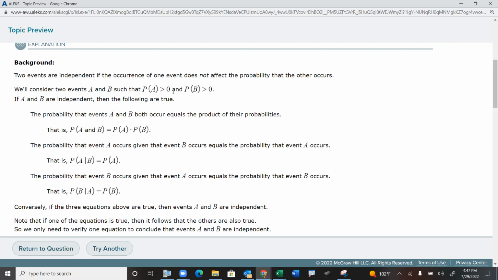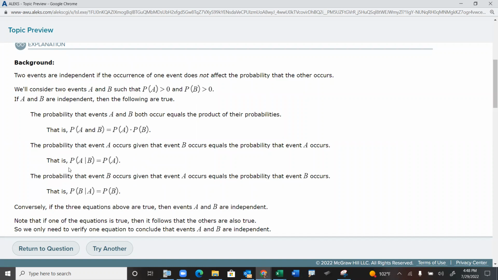We'll consider two events A and B such that the probability of A and B are both positive. If A and B are independent, then the following is true. Probability of A and B is equal to the product, or multiplication, of probability of A and probability of B. Well, we've been using that property a bit. I haven't needed to specify this rule before, but now we are. The probability of A given B is equal to probability of A. Or conversely, probability of B given A is equal to probability of B.